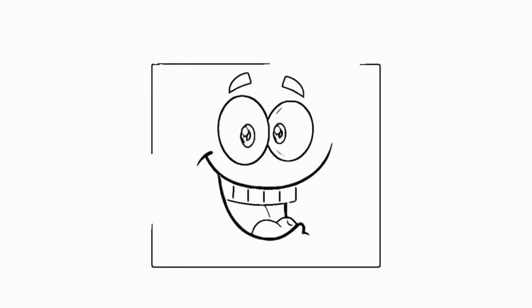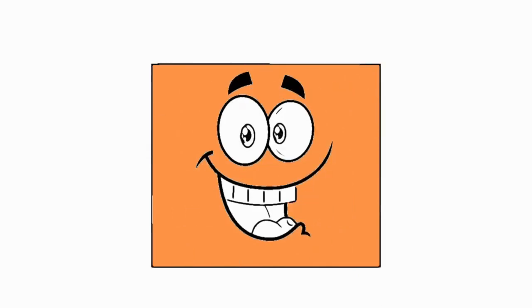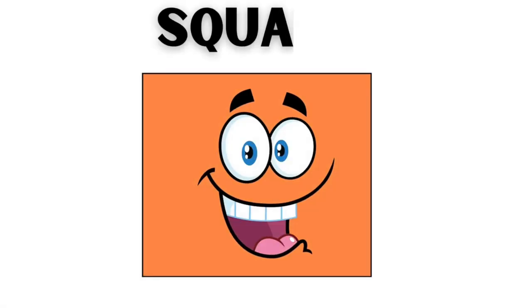Say hello to the square, the shape with four equal sides and four right angles. Squares are sturdy and stable, just like the blocks you use to build towers or the tiles on the floor. They're simple yet strong, ready to hold all your favorite things together.